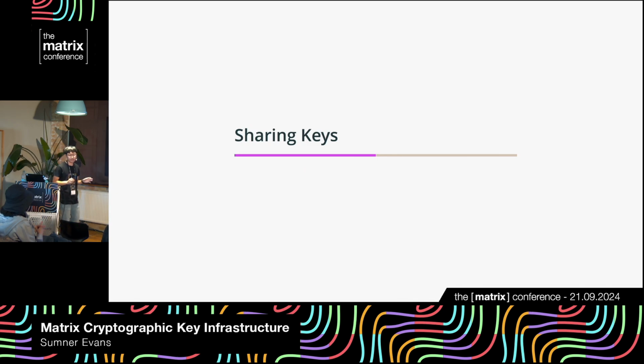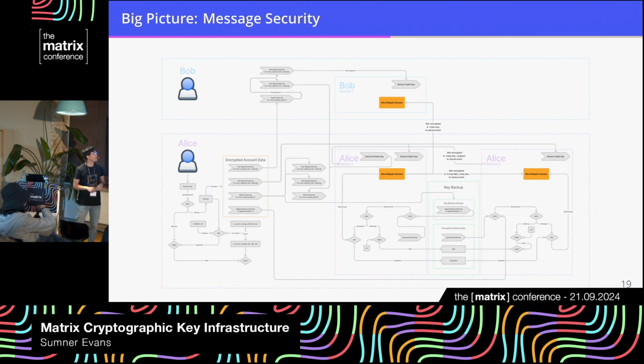We're going to start by discussing how keys get from one device to another. This process is generally called key sharing. And let's remember that the thing that we're trying to share is this Megolm session. Okay? This is the thing that encrypts and decrypts the messages. This is the thing that needs to be shared. There's two ways to share these. The first is encrypted Olm events, and the second is key backup.